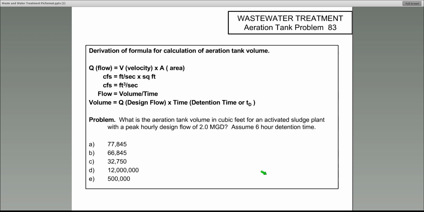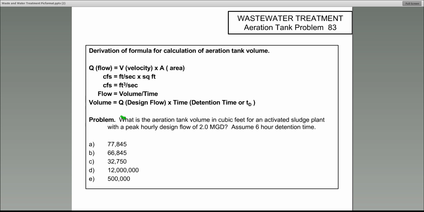Okay, the aeration tank problem. We're looking at Q equal VA. We're using this basic formula. Here's the derivation of the formula. I'm not going to go through each line. But volume is equal to Q times the detention time. And that same formula, if you remember, we use that for some of the water treatment units. So you use this for the aeration tank.